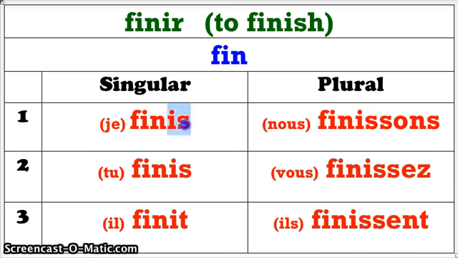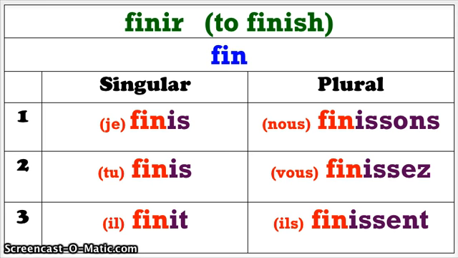So let me kind of highlight these. Let's see. Let's make them purple so you can easily distinguish the endings. Isn't this fun? The way you can just change the color. Oops, see? I didn't quite do it. There we go. And then finally. All right. So our endings for IR verbs are is, is, it, issons, issez, issent.